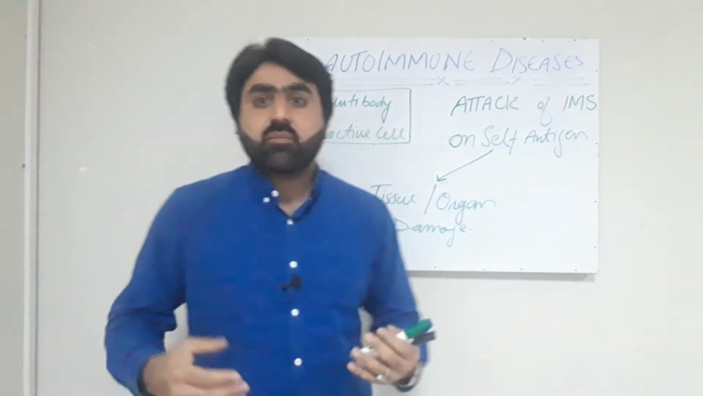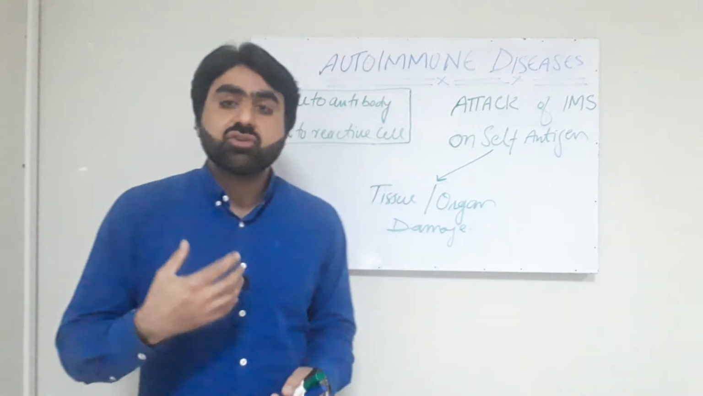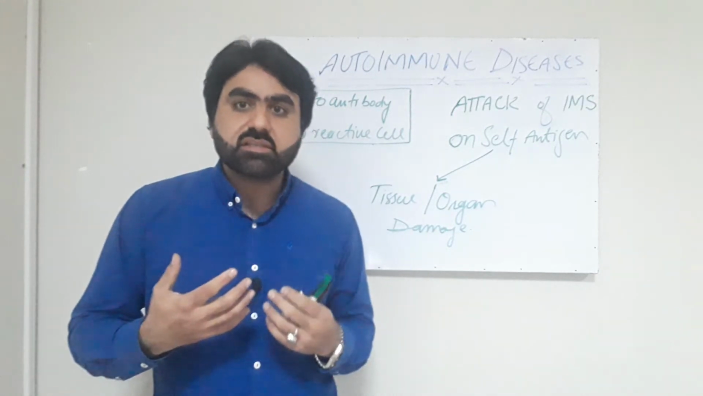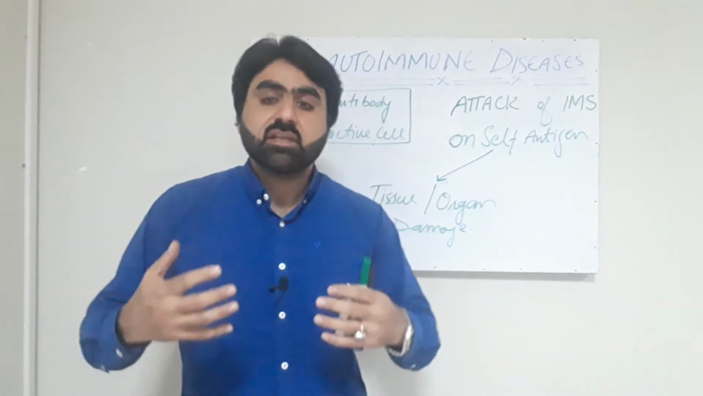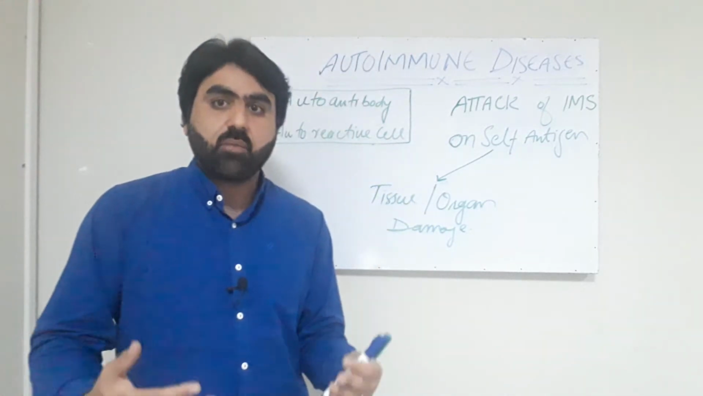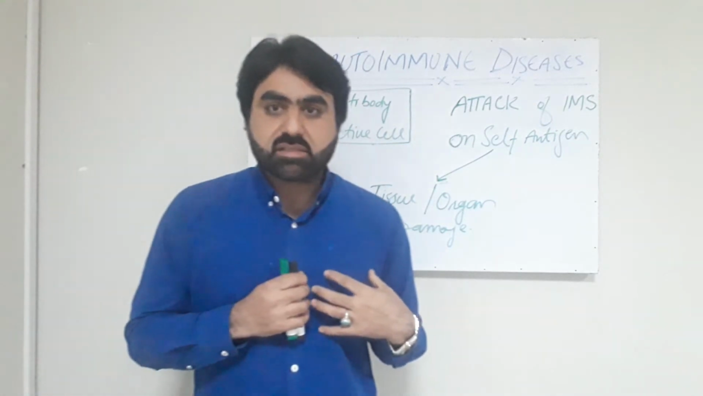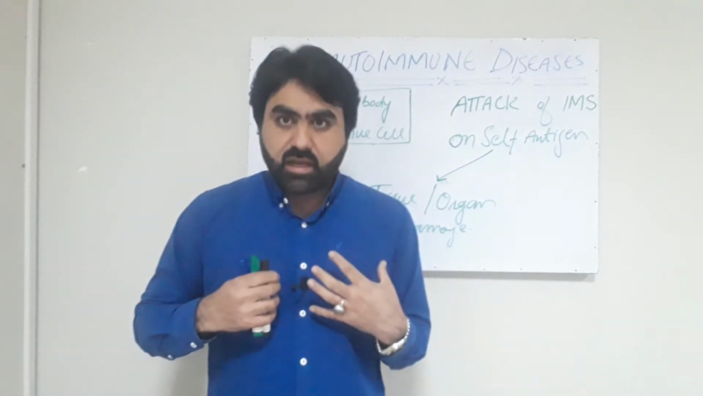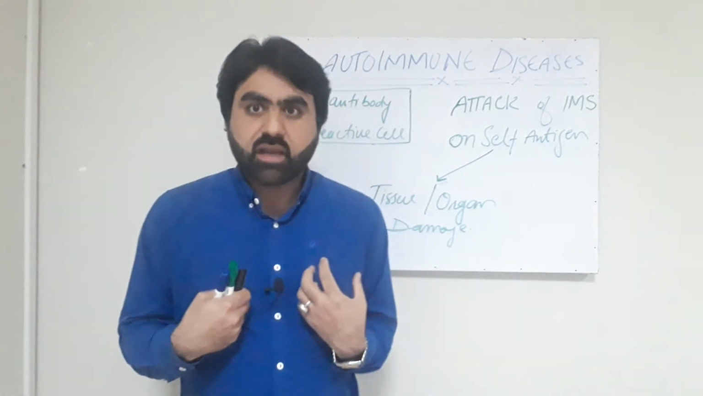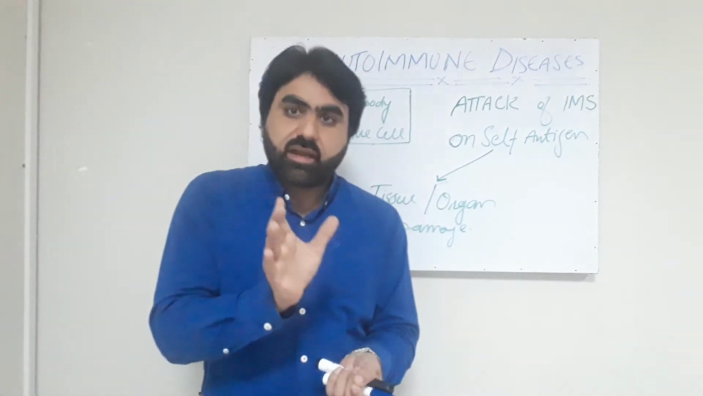But we know that there are antigens present inside the body, but our immune system does not react or attack those antigens because our immune system recognizes all those antigens as self antigen. And this phenomenon is known as immunological tolerance or immune tolerance. It means that our immune system tolerates all self antigen, or you can say that our immune system recognizes our own antigen as self antigen and does not attack self antigen.